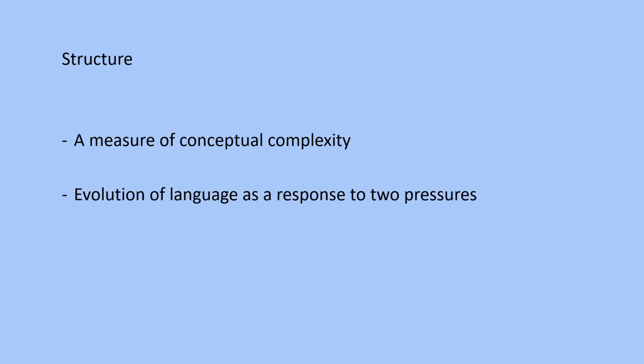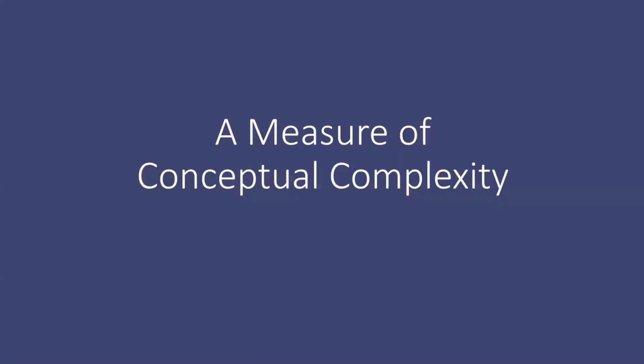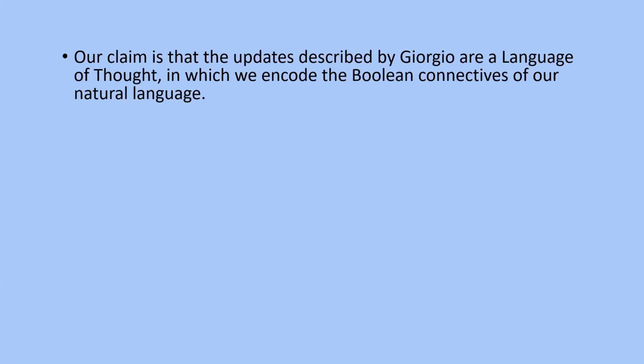Okay, so here's the structure of what I'm going to talk about. First, I'll define a measure of conceptual complexity based on the language that Giorgio talked about. Then I'll say a little bit about the evolution of language as a response to two pressures. One of them is going to be a pressure for complexity that I'm going to define in the first part. So first of all, a measure of conceptual complexity.